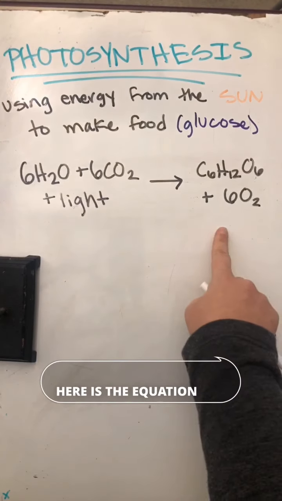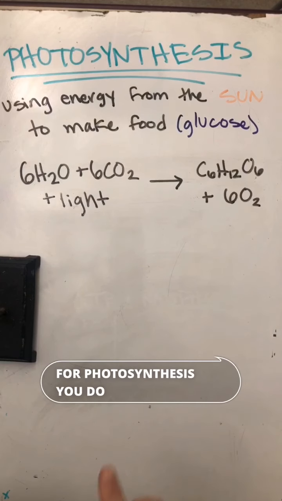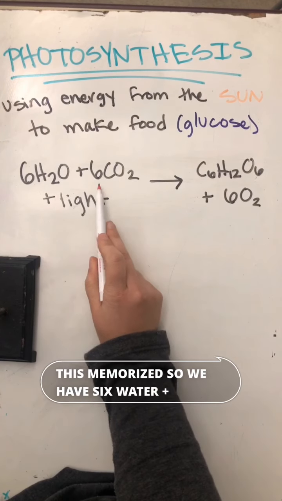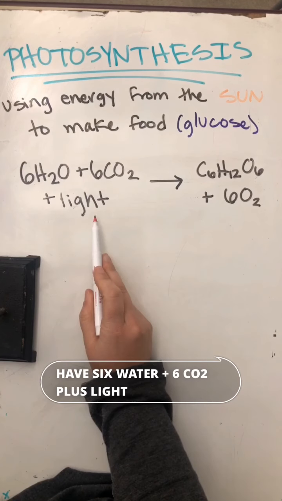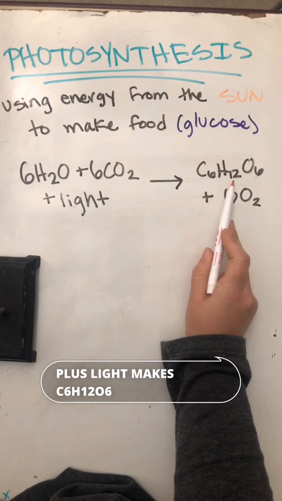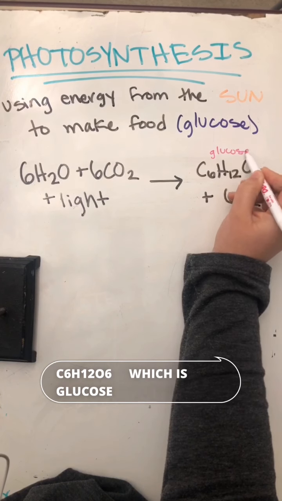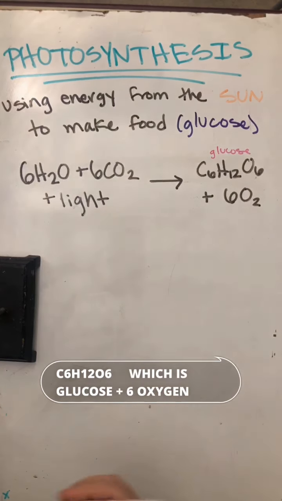Here is the equation for photosynthesis. You do need to have this memorized. So we have 6 water plus 6 CO2 plus light makes C6H12O6, which is glucose, plus 6 oxygen.